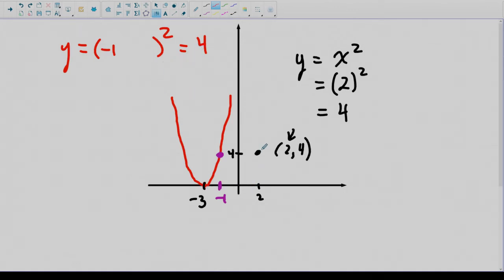Because 2 gave me 4 originally, I need to get this to equal 2 again. So what am I going to do to make it equal to 2? Well, negative 1 plus what equals 2? Negative 1 plus 3 equals 2. This is my x value. I add 3 to the x value so that negative 1 plus 3 gives me 2, and 2 squared gives me 4, which is what gives me that point.